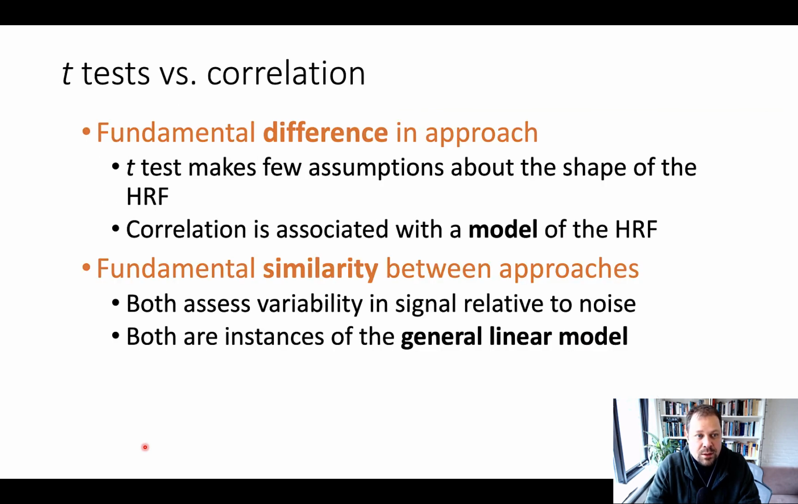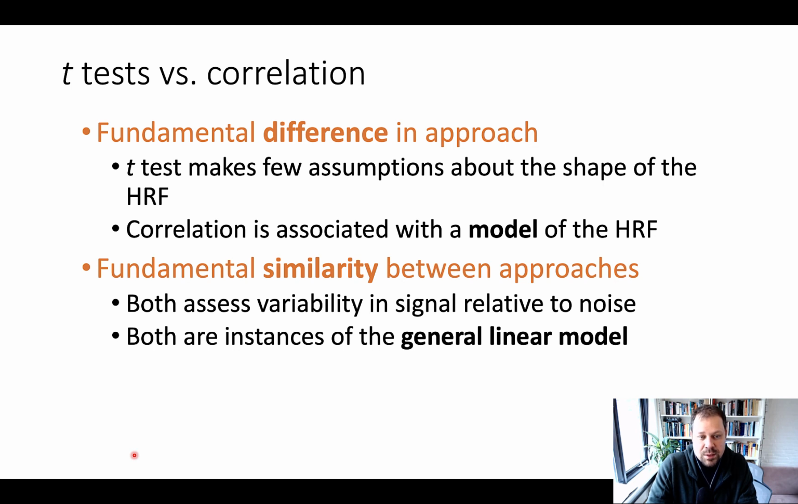So when we compare the t-test versus correlation, there are some fundamental differences in the approaches, but also some similarities. A t-test makes few assumptions about the shape of the hemodynamic response function. It simply looks at the difference between two means relative to some noise. However, correlation is associated with a model of the HRF, and so it also depends on how good our model of the HRF is. What we have nowadays, what I just showed you in SPM, is likely a very good model. But there are fundamental similarities as well between the two approaches.